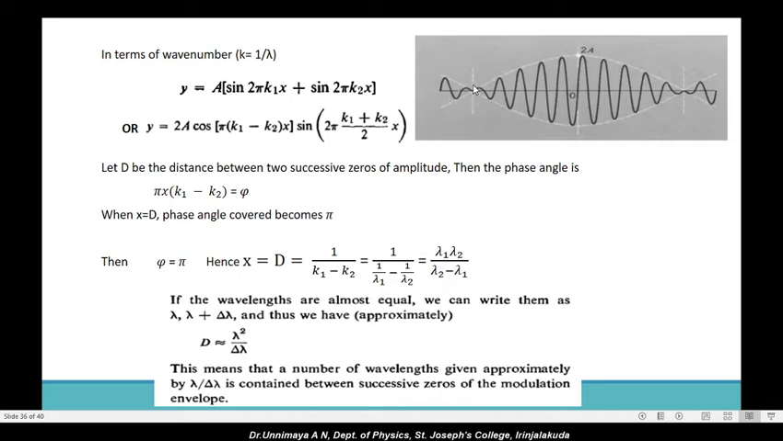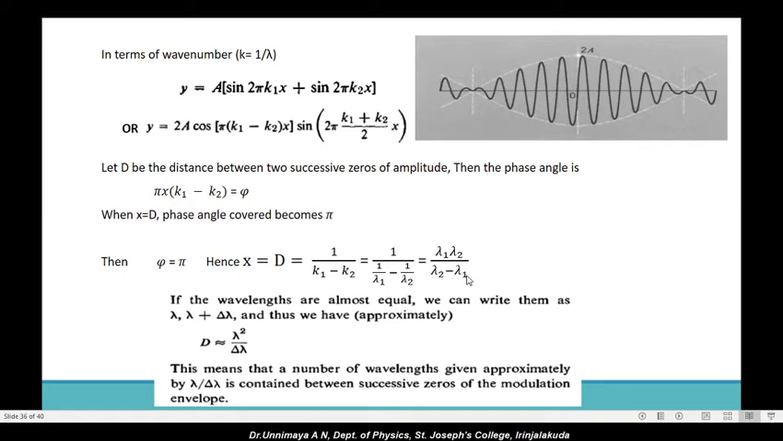So we consider two points corresponding to 0 amplitude: x is equal to 0 and x is equal to d. X is equal to 0 means there is no phase angle, and at x is equal to d, the phase angle covered is pi. That is, in this expression substitute pi for the phase angle phi, and this pi gets cancelled. The expression for x becomes equal to 1 by k1 minus k2. At x is equal to d, d is equal to 1 by k1 minus k2. Rearrange in the form of wavelength, then d is equal to lambda 1 lambda 2 divided by lambda 2 minus lambda 1.